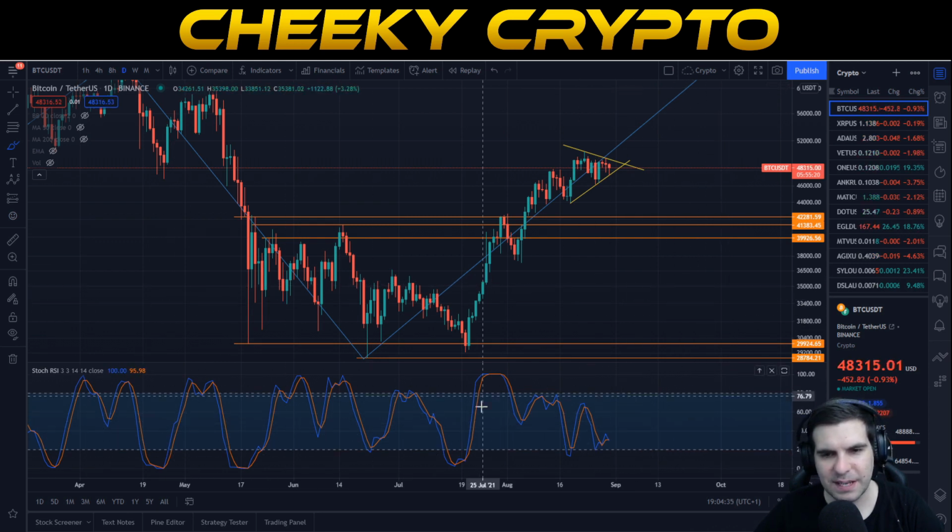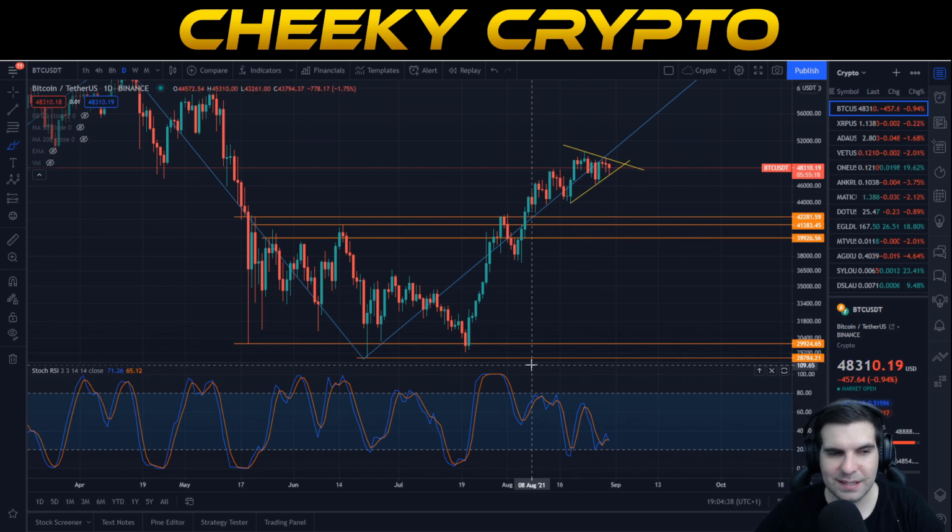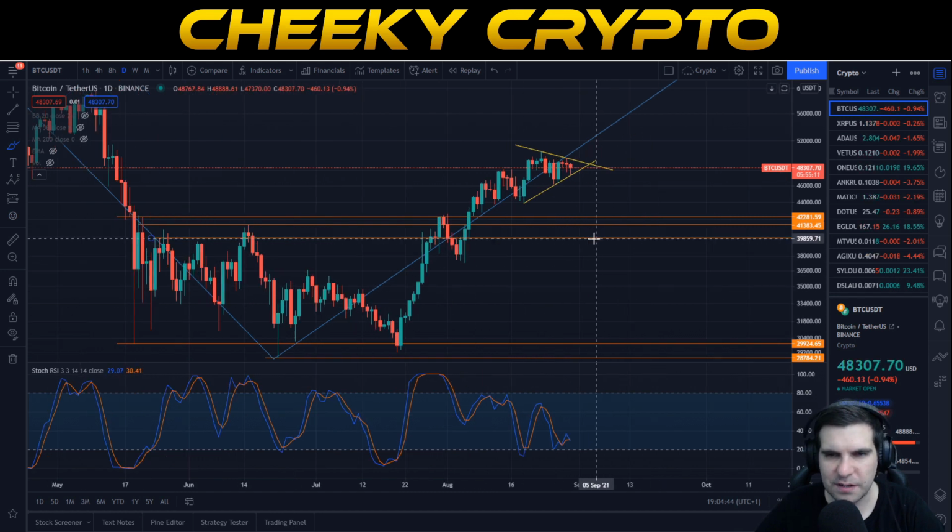So the daily chart here is looking really good. Obviously, the stochastic is more sensitive to price movements than the relative strength index, so we have to couple both of them together depending on what kind of scenarios are playing out.